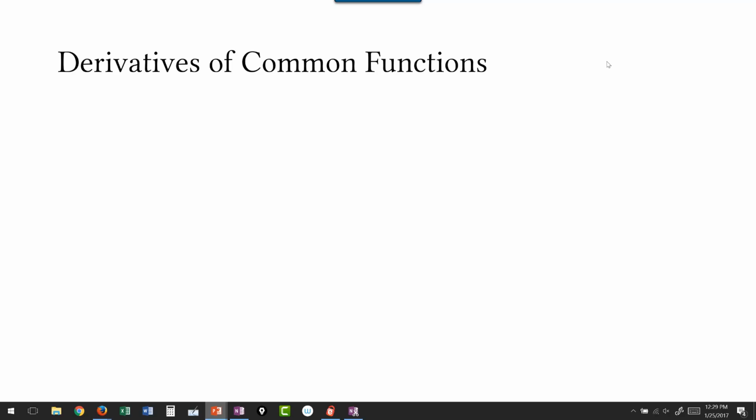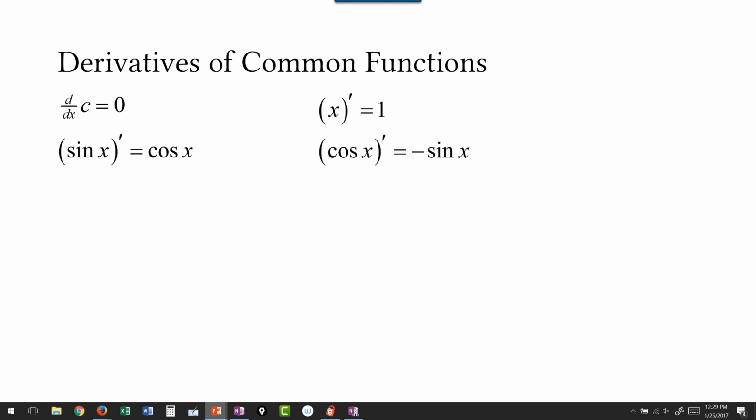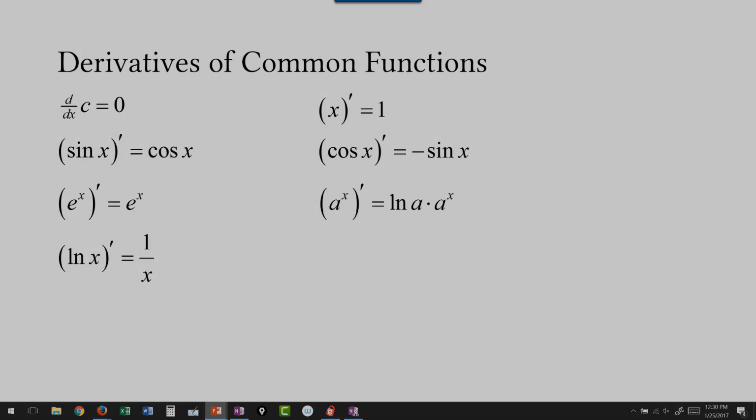Along with our derivative rules, we have several common derivatives that we just have to commit to memory. The derivative of a constant is 0. The derivative of x is just 1. That's really a special case of the power rule, but it's helpful not to have to use that. Derivative of sine is cosine. Derivative of cosine is minus sine. Derivative of e to the x is itself. Derivative of a to the x is the natural log of the base times a to the x. Derivative of natural log is 1 over x.